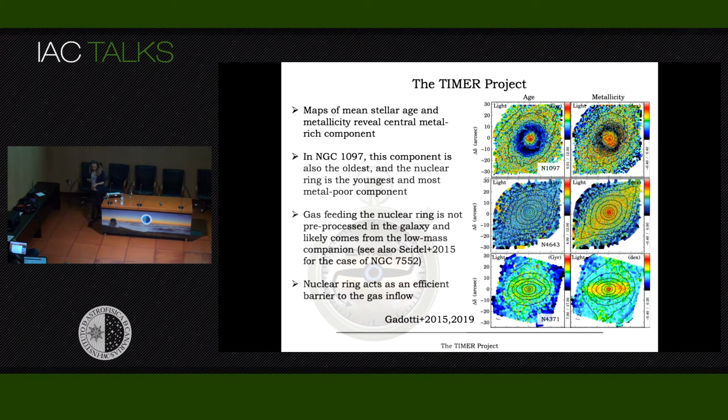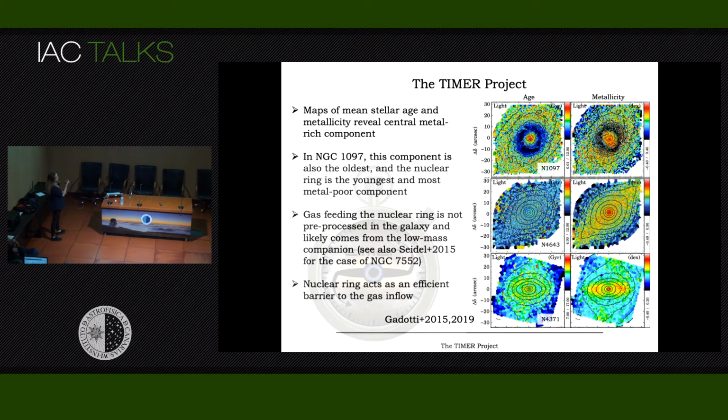Then there is this other galaxy, NGC 1097. Here in the map of age, we see that this galaxy has a very young inner ring. The age in the ring is much younger than the center and than the rest of the disk. This is probably because this galaxy is interacting with another galaxy, a small galaxy that is providing the gas to form the ring that forms stars. Something that you can see here is that the metallicity of this ring is also very low. So the gas is actually coming from this interaction. It's not coming from inside the galaxy.